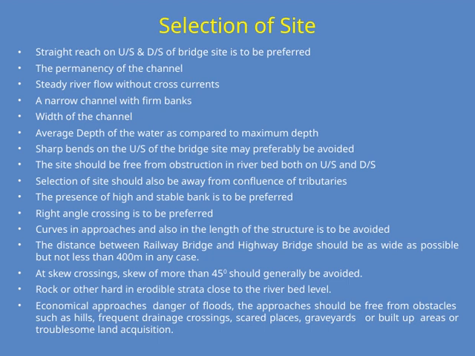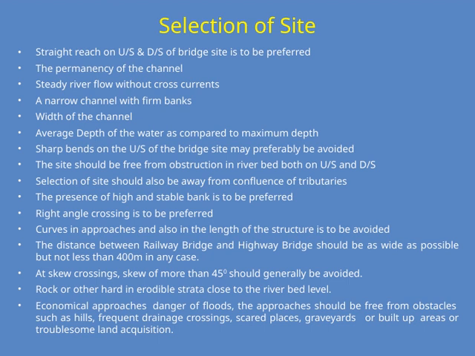For skew crossings, a skew of more than 45 degrees should generally be avoided, as higher angles can complicate design and increase costs. Additionally, we need to consider the geological conditions. The presence of hard rock or other erosion-resistant strata close to the riverbed is very advantageous, as it provides a solid foundation and reduces erosion risks.